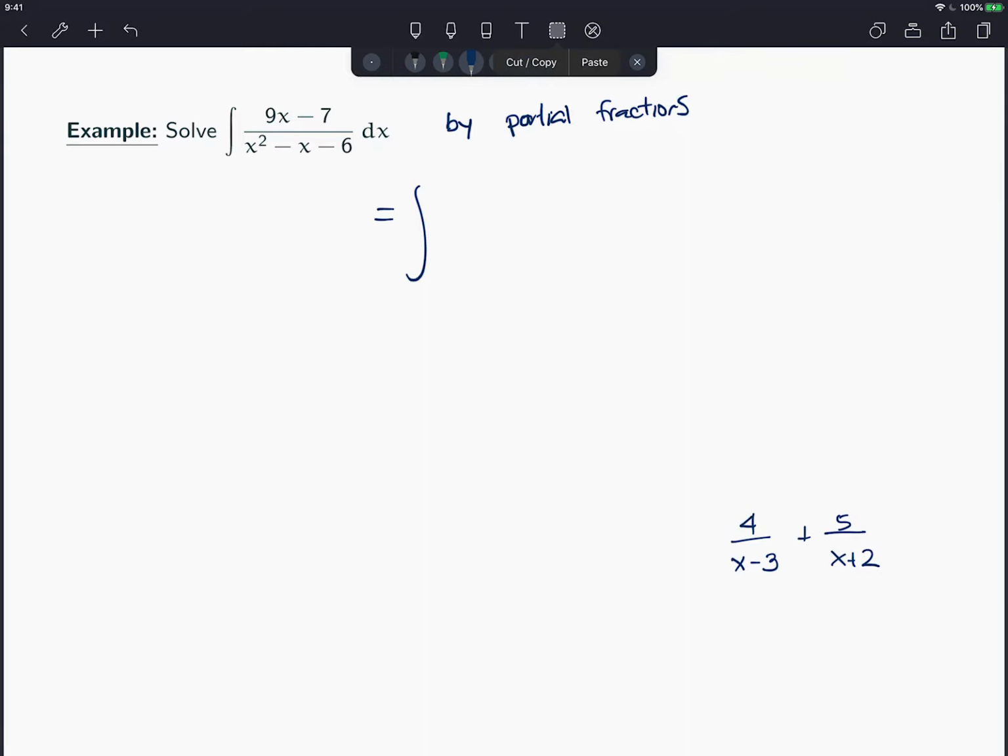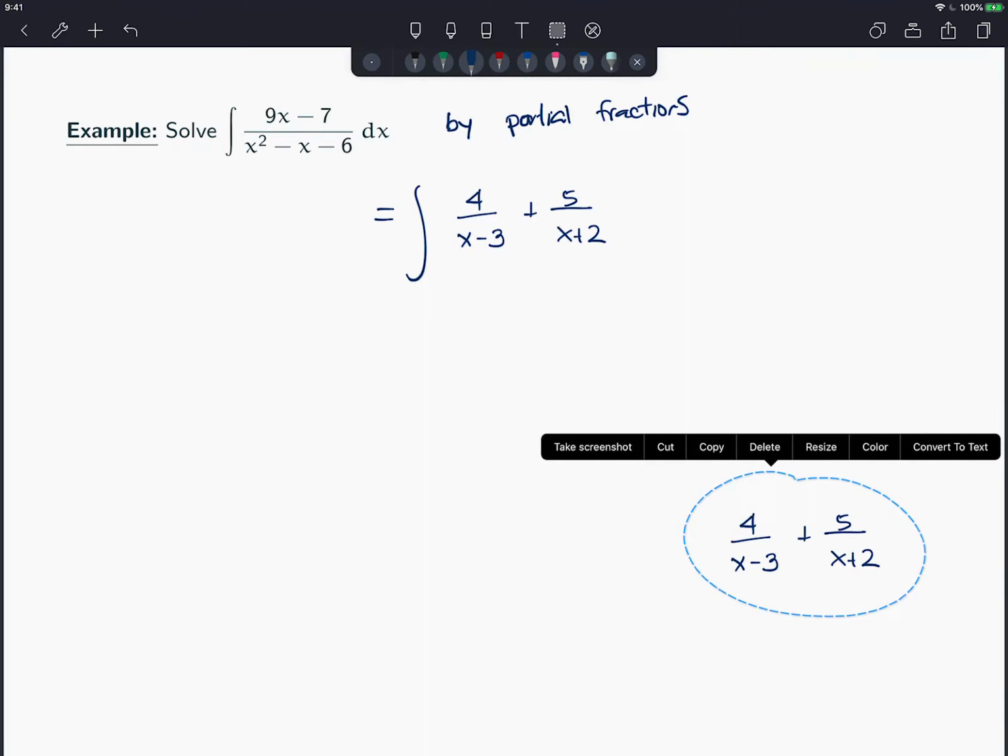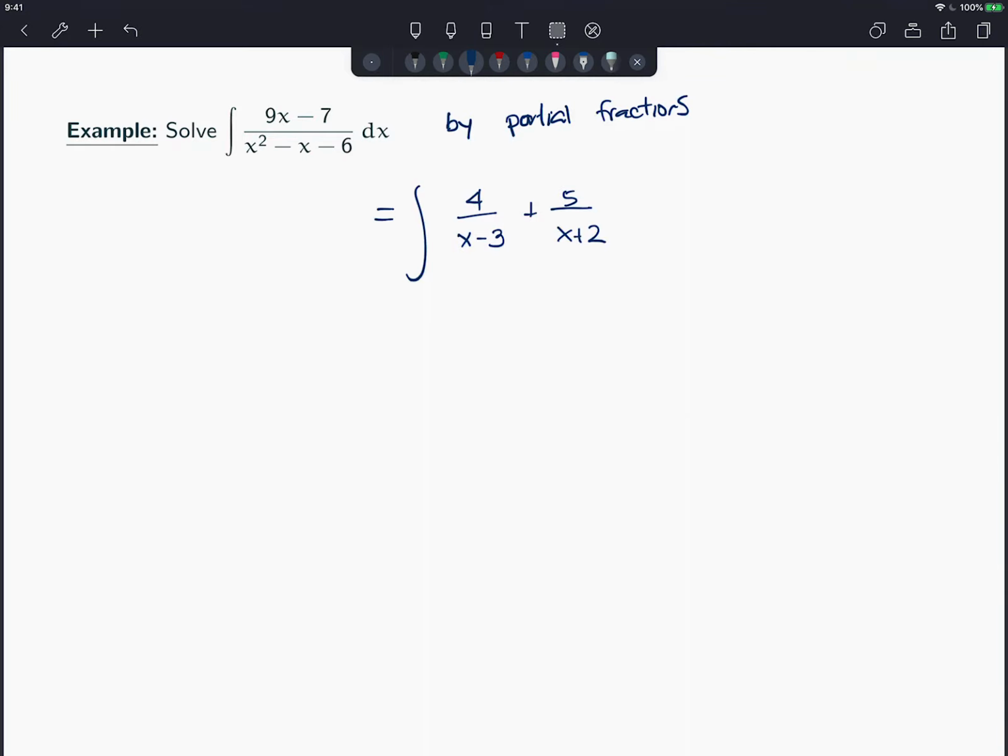Okay. So in order to solve the integral, this is much easier, because each one of these is a natural log. I do a u substitution where u is x minus 3. It's simple. The first one is 4 times the natural log of x minus 3. The second one is 5 times the natural log absolute value of x plus 2.